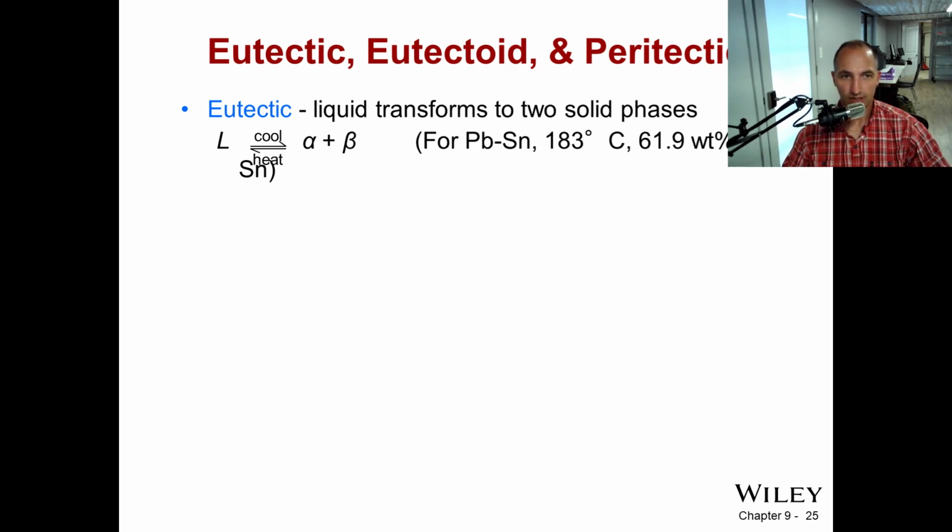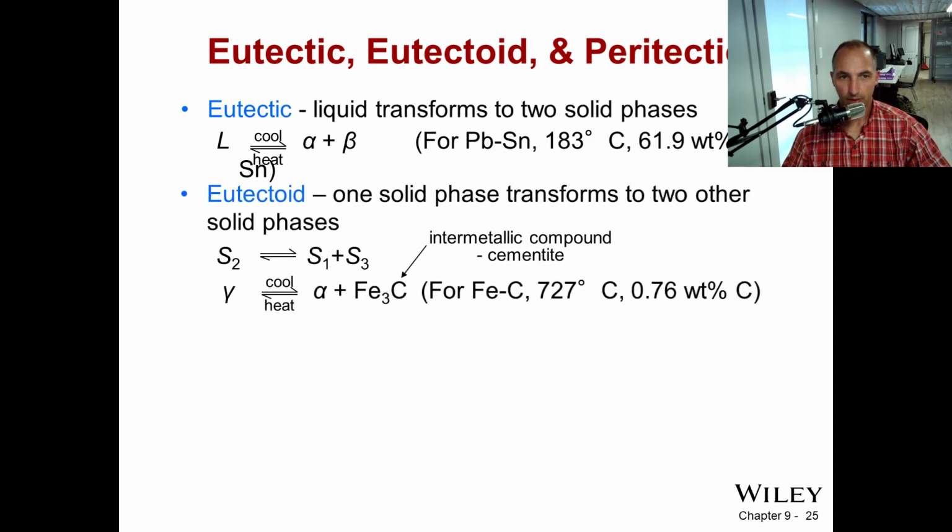All right, so eutectic, eutectoid, and peritectic. We talked about eutectic. This is liquid cooling to form alpha plus beta, and brought up the example of lead tin at 61.9%. Eutectoid is a new term here, and this is very similar, except instead of cooling from a liquid to two solids, we already have a solid, and we're taking that solid and breaking it up into two separate solid phases. An example of this, which I haven't shown you any phase diagrams yet for, is gamma cooling to alpha plus iron carbide. And this occurs at 0.76 weight percent carbon. I'll show you some examples of that later. So that's eutectoid, which is a solid going to two other solids.